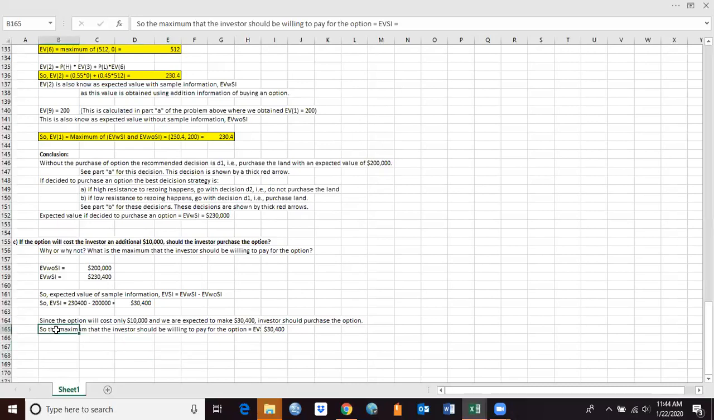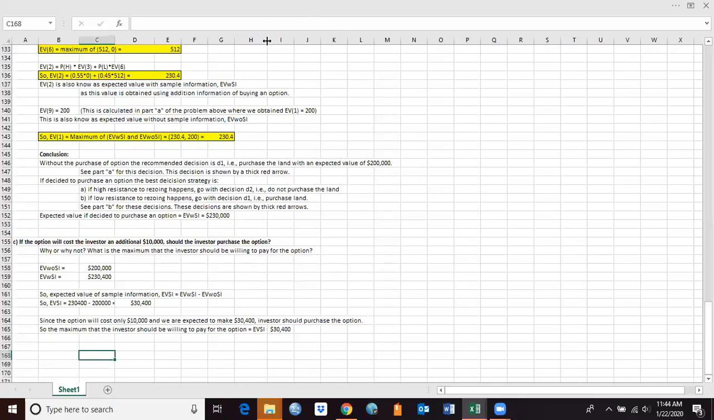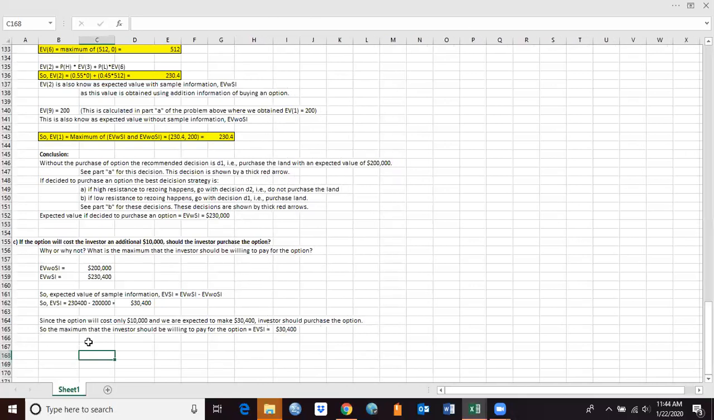So I guess I will make this one a little bigger here. The maximum that the investor should be willing to pay for the option is $30,400. That's the maximum the investor would pay, because after that he will start incurring a loss. That's what has been asked in the question: what's the maximum the investor should be willing to pay? Well, he should be willing to pay up to $30,400, because he won't be incurring any loss if not profit. But after that he's going to start incurring the loss.